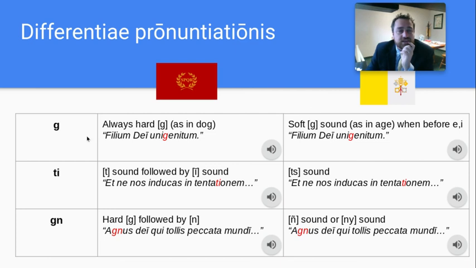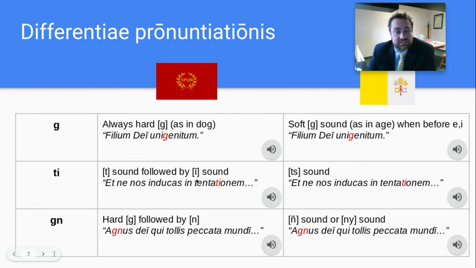Okay, on the second page, G always makes a G sound in classical pronunciation. Filium Dei unigenitum. But it sometimes makes a J sound when before E or I. Filium Dei unigenitum. So in unigenitum, it's before the letter E here, so it's making a J sound. And again, the G can make a G sound in ecclesiastical pronunciation when it's not before E or I, so it can still be both.